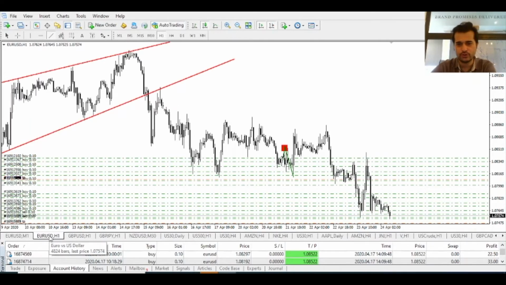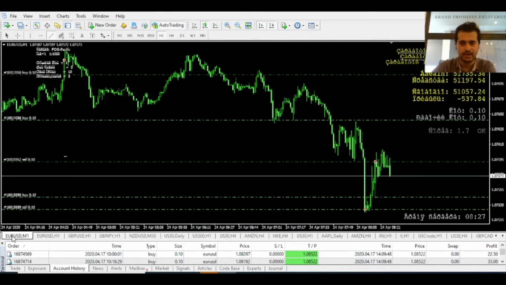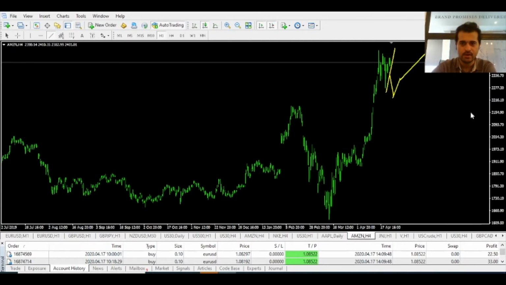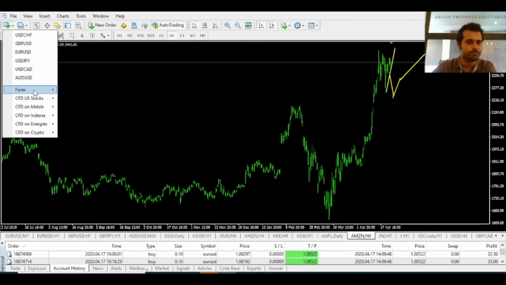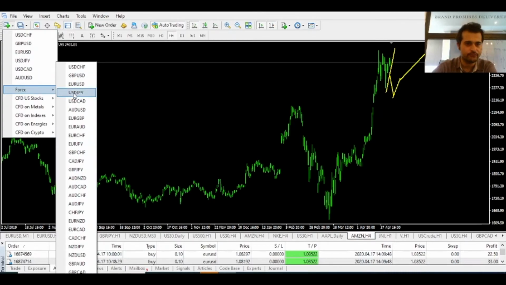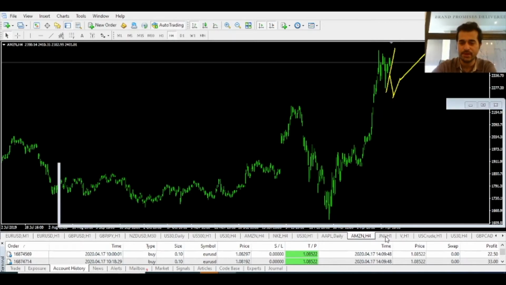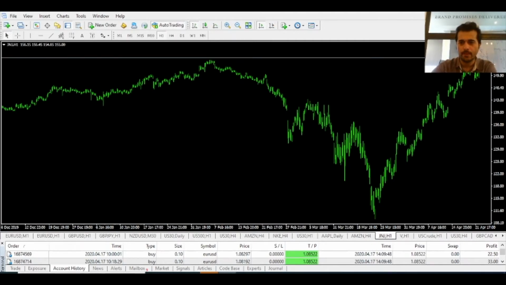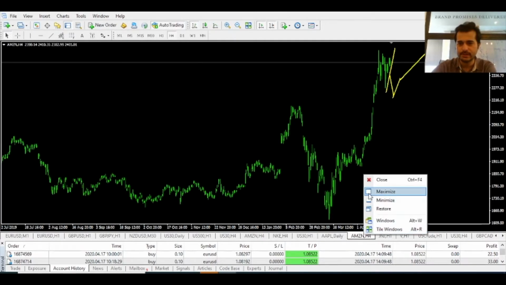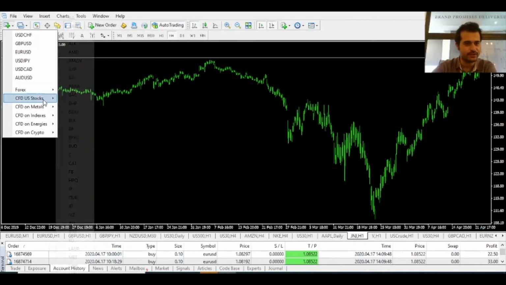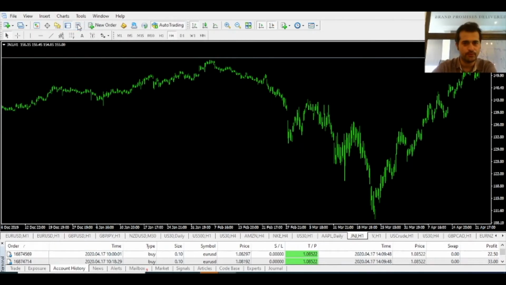Euro USD: the euro was hit really hard, due to weaker data coming out from the eurozone. This is why it was extremely bearish, and it had major selling pressure compared to the US dollar.